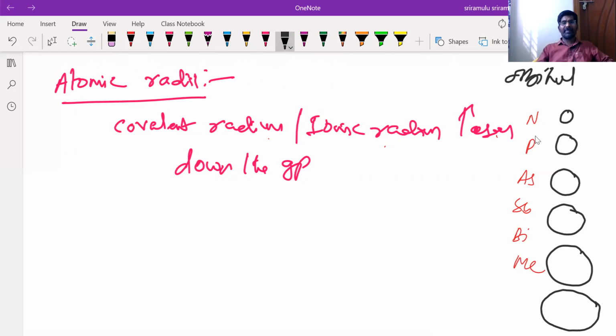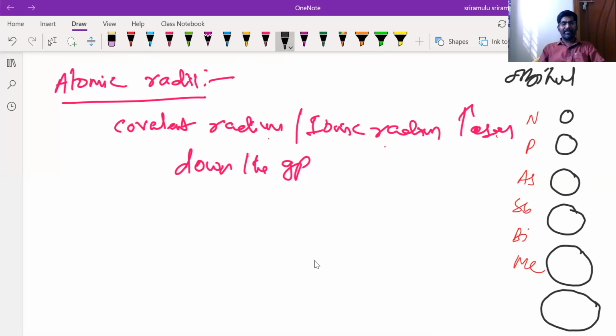Okay, then what happens here: the size of nitrogen, the size of phosphorus, the size of arsenic, the size of antimony, the size of bismuth, and the size of moscovium. So in a group, from top to bottom in the 15th group elements, size increases. Atomic size increases, that means covalent size also increases.